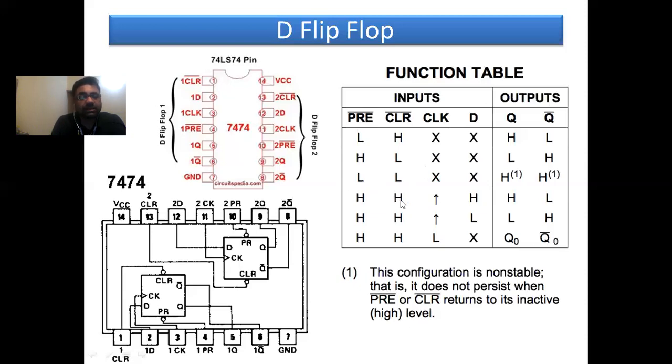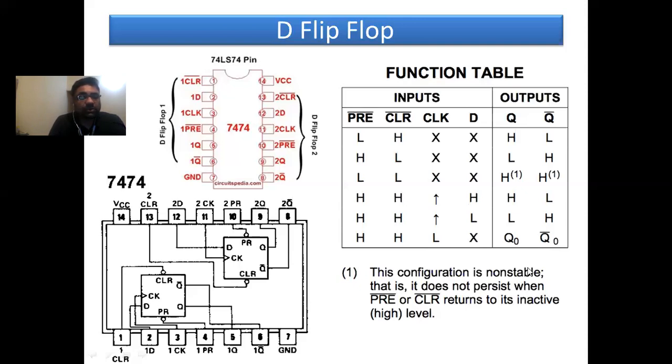Clock operation means a regular D flip-flop operation. So when D is high, output will be high. In the clock mode, when D is low, output will be low. And when the clock is a low pulse, D doesn't matter, the output will be unchanged. So this is the function table or truth table operation for D flip-flop.